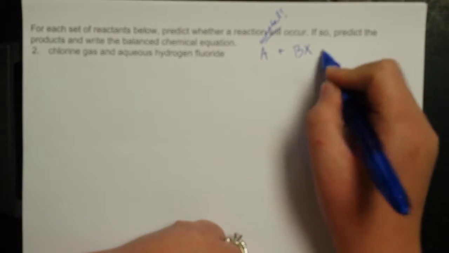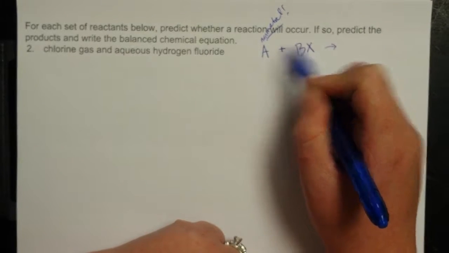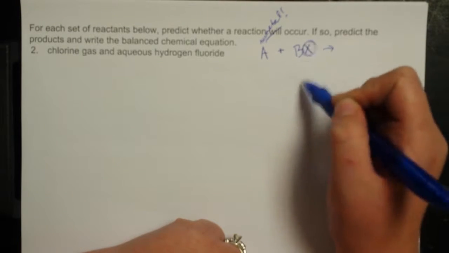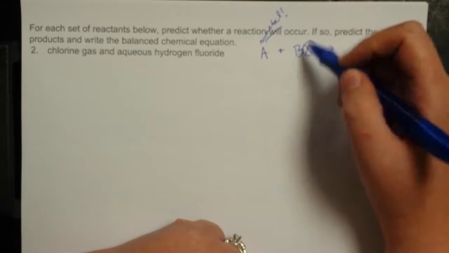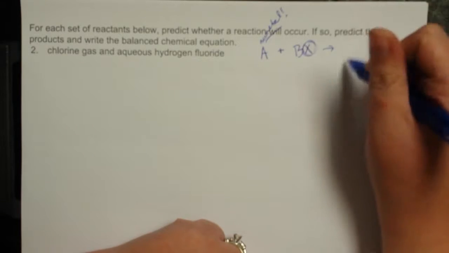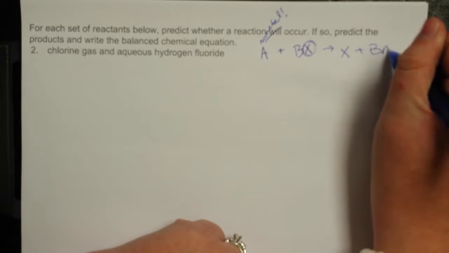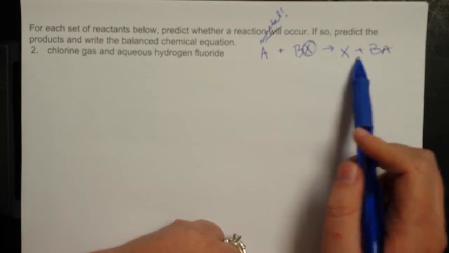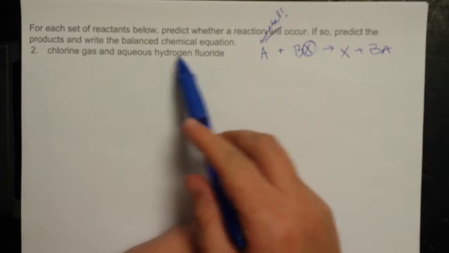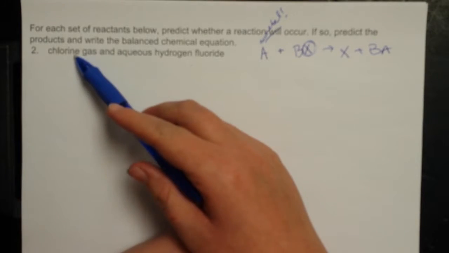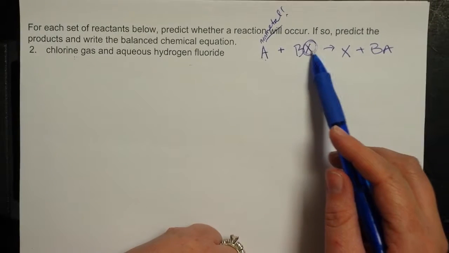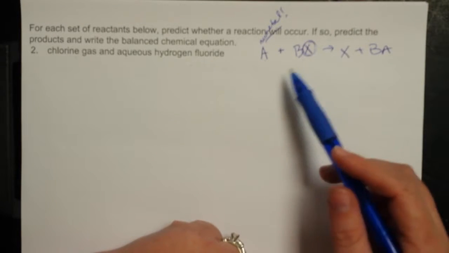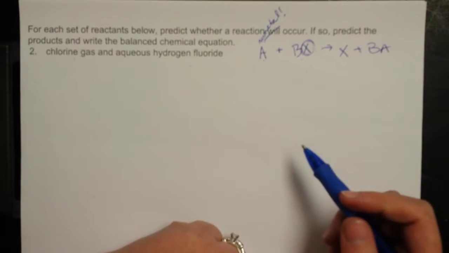If A is strong enough, it can kick the nonmetal out of this compound. In this case, the nonmetal would be on the right side. So if A is strong enough, it can kick X out, so you get X plus BA. It doesn't really matter whether we use A, B, or X. The big thing is to know that if you're dealing with a nonmetal as the element that's by itself, it would have to replace the nonmetal, or no reaction would happen.